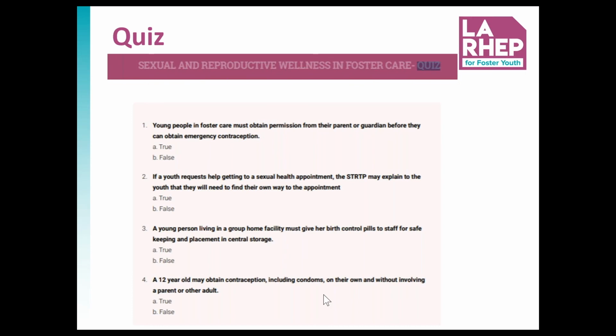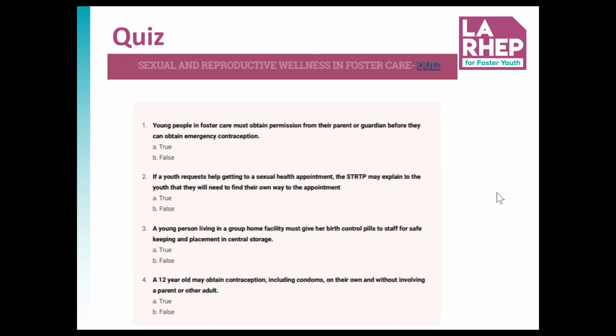So this is an example of a quiz we have embedded in our trainings. I'll just read you a couple of questions. Number one, young people in foster care must obtain permission from their parent or guardian before they can obtain emergency contraception. These are true or false questions. Whether you know the answer right now or not is not important. This is knowledge you will get once you complete the training.